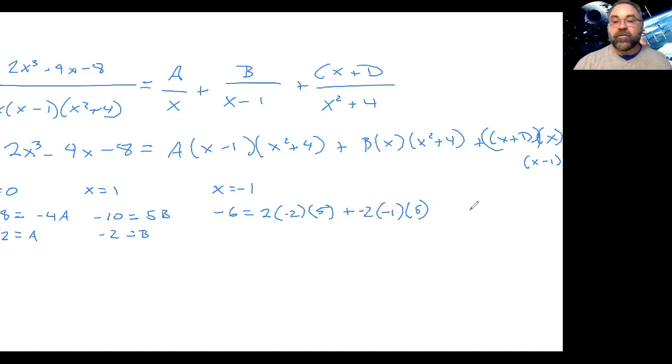And then lastly over here, remember, x is negative 1, and it goes in here too. So we're going to get negative C plus D times negative 1 times negative 2.